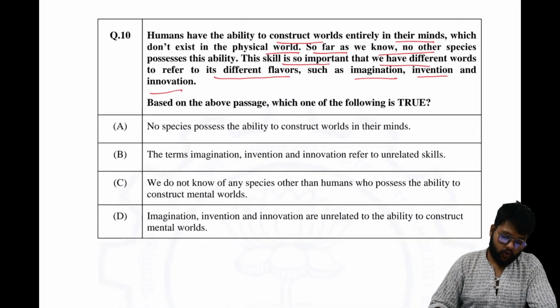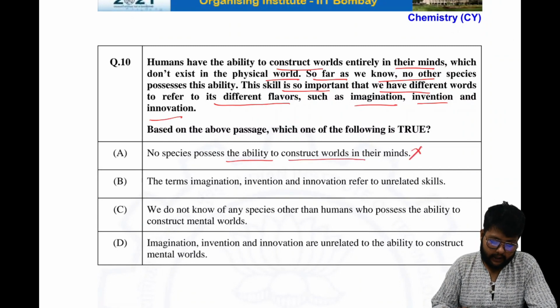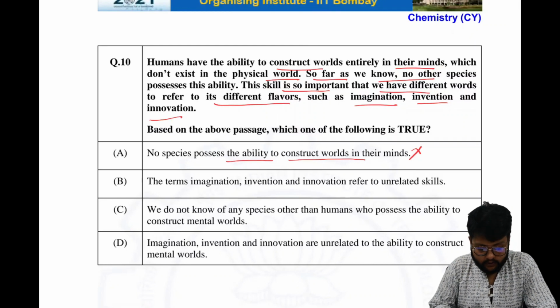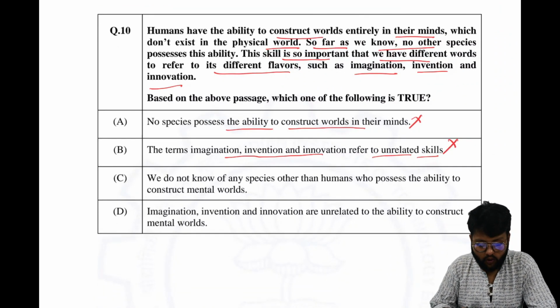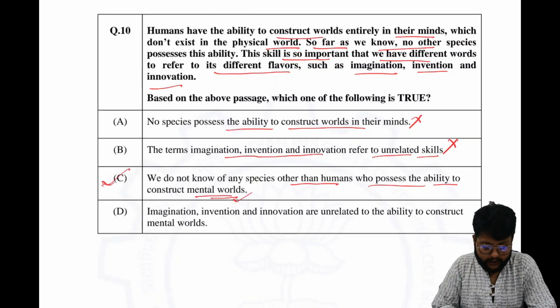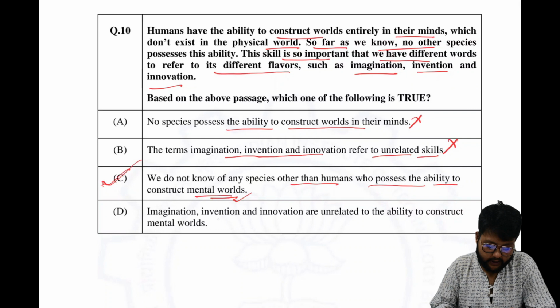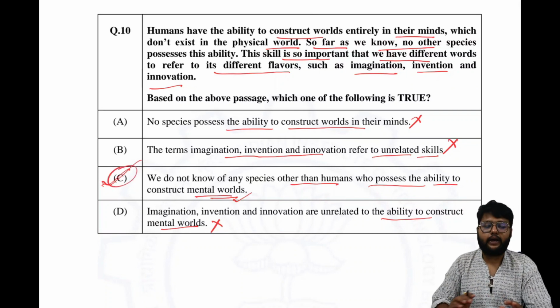Then, one by one, you eliminate the options and find the correct answer. The first option says no species possesses the ability to construct worlds. It is not correct, because humans have that ability. The option saying imagination, invention and innovation refer to unrelated skills is also not correct. The option saying we do not know of any species other than humans who possess the ability to construct mental worlds will be our correct answer. The last option, saying imagination, invention and innovation are unrelated to the ability to construct mental worlds, is also not correct. So C will be our correct answer.